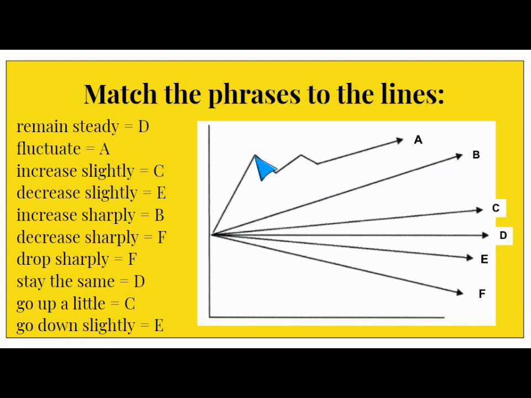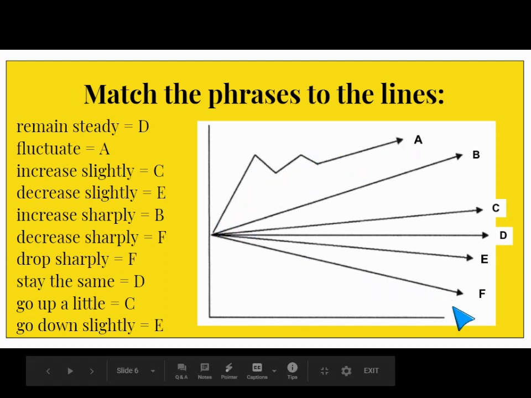Right here we have a peak. The data drops. The data increases. The data decreases. The data increases. Guys, fluctuate is the word we would put with this. The data fluctuates. We have a fluctuation in the data.